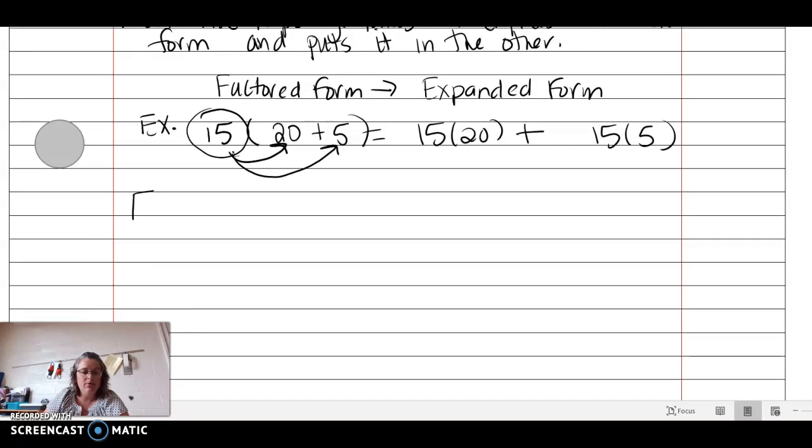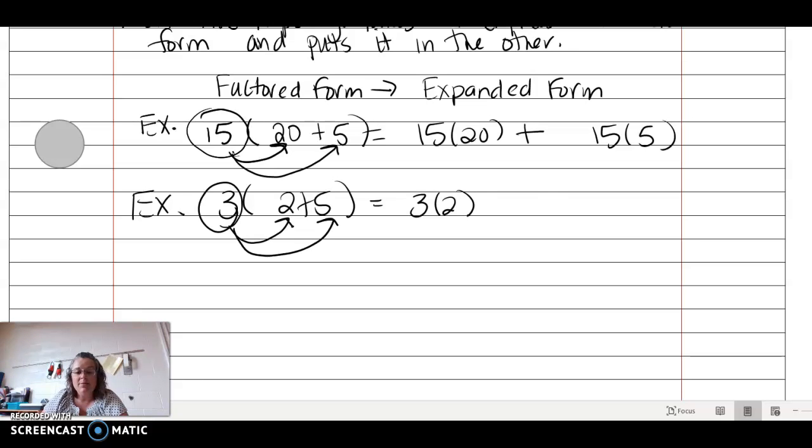So for example, if I did 3 times the 2 plus 5, this is like the length of the pool. We take this 3 and we have to multiply that by the 2. So I get 3 times 2 and the 3 times the 5. When I'm done there, I need to add them together, which gives me 6 plus 15, which gives me a total of 21.